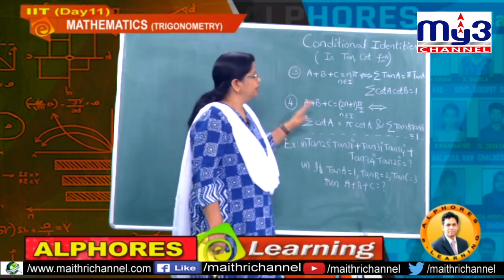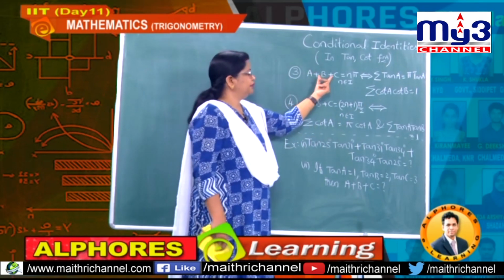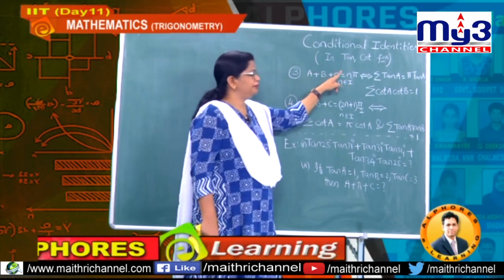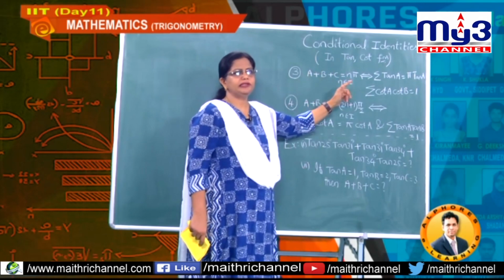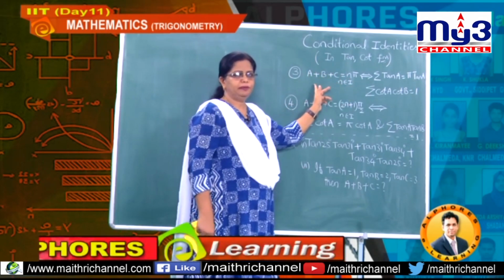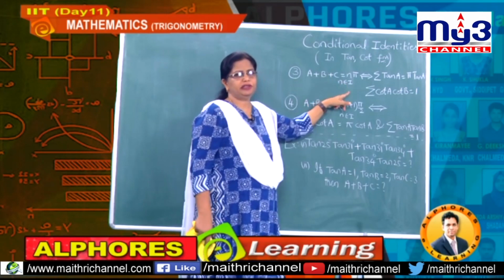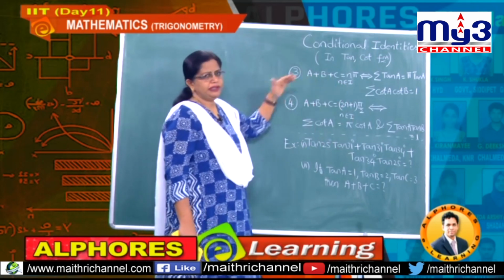Okay students. So now we are going to deduce these results. A plus B plus C is n pi, n means integer, that means A plus B plus C can be 0, pi, 2 pi, 3 pi, minus pi, minus 2 pi, etc., all integer multiples, whether positive or negative. And now let us prove this result.